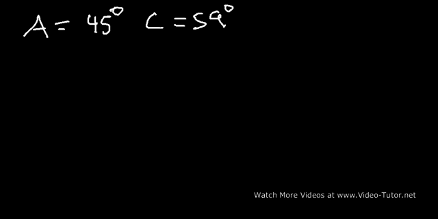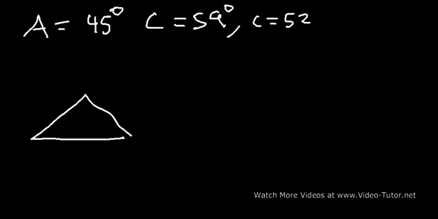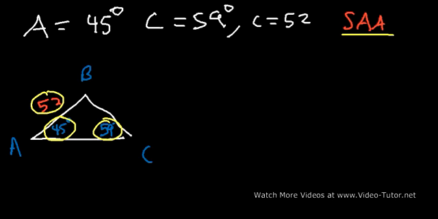So let's say angle A is 45 degrees, angle C is 59 degrees, and side C is 52. What we want to do is solve for all missing parts, the other angle and the missing two sides. So angle A is 45 degrees, and angle C is 59. Side C is 52. This is the SSA condition, where we have a side, an angle, and an angle.